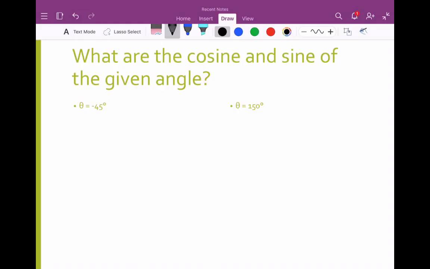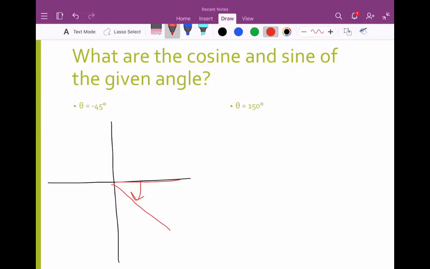The first angle is a negative 45 degrees. So the first thing I'm going to do is draw that angle. I start with my initial side. A negative 45 means I have to go clockwise, so that would be right here. From here to here, that is a negative 45 degrees.